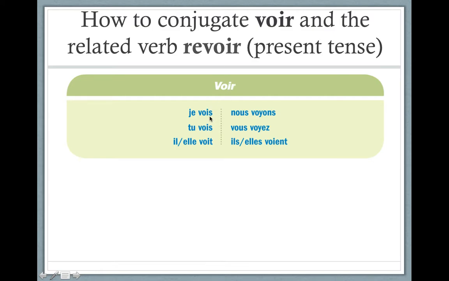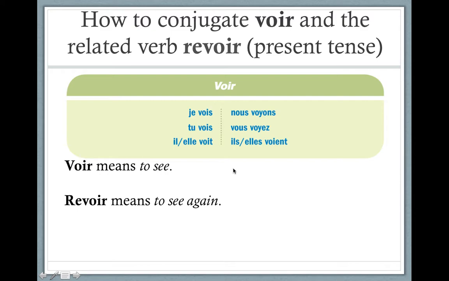Voir, on conjugue ça je vois, tu vois, il voit, nous voyons, vous voyez et il, elle voit. Voir ne suit pas les règles pour les verbes IR. Voir does not follow the rules for IR verbs, even though it ends in IR. It is irregular, and this is the conjugation. And voir means to see. So for example, je vois, I see, tu vois, you see, nous voyons, we see, etc.